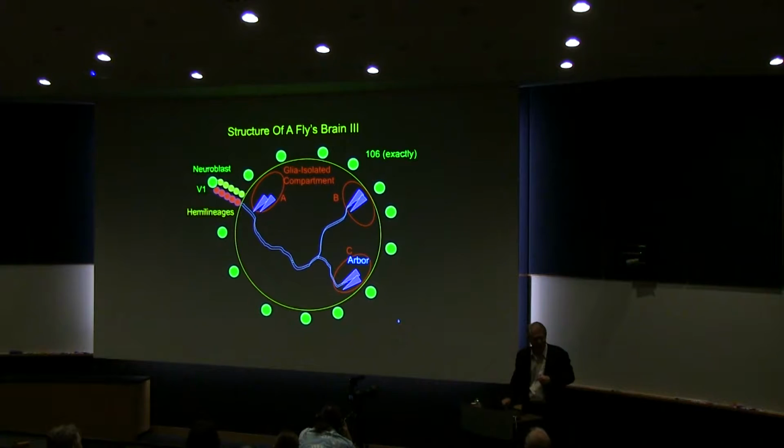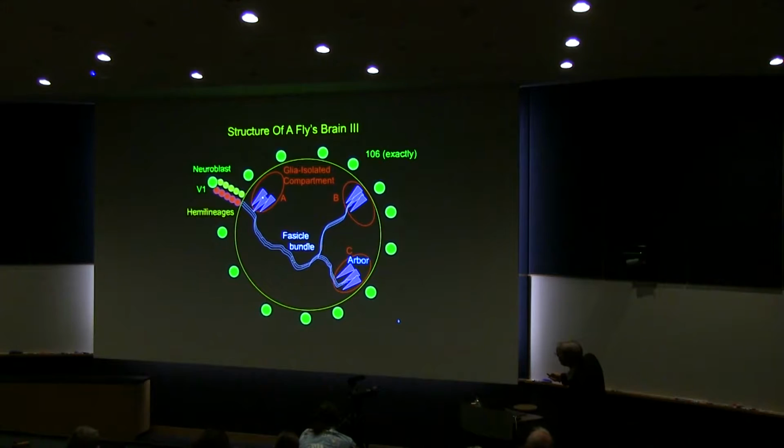And so on. In fact, you can think that each hemilineage makes a particular innervation pattern. In other words, you could describe this entire red hemilineage as saying it integrates signal from A and propagates it to B and C, okay? You get that at first blush, okay?